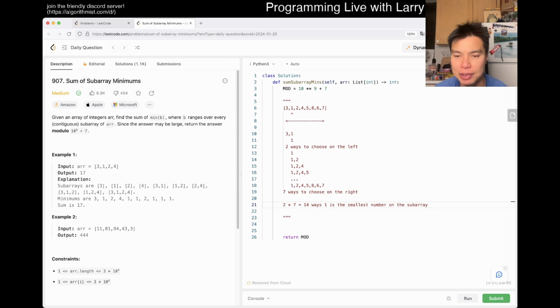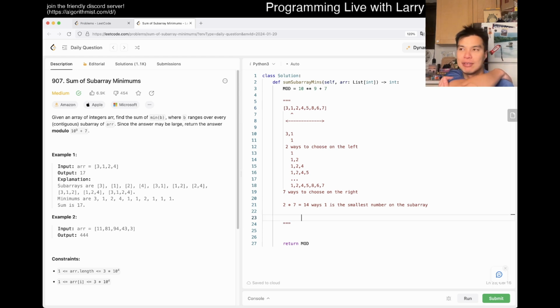And that's basically the idea behind this, and you can repeat it for every number. So let's say now we're doing 5. When we're doing 5, we have 0 degrees on the left because you can't choose any length. But on the right, you have all 4. So 3 numbers, 4 possibilities. So now 5 is the minimum of 4 subarrays. And that's basically the idea.